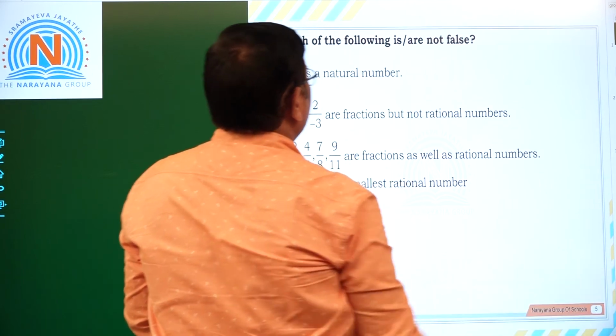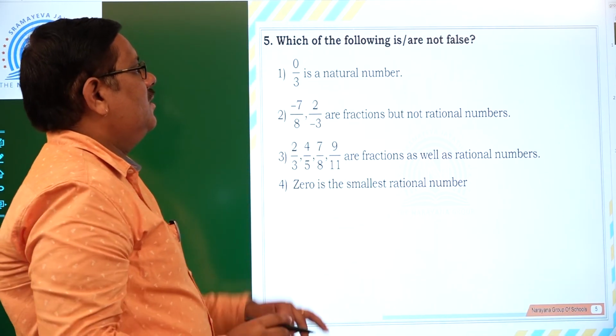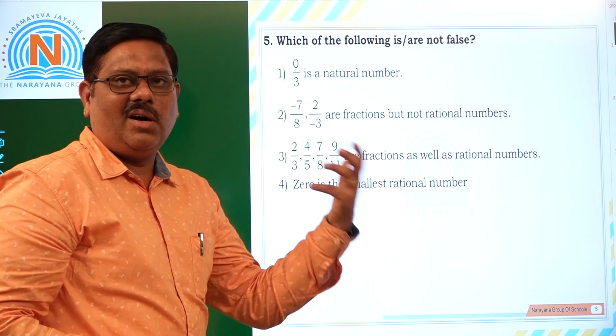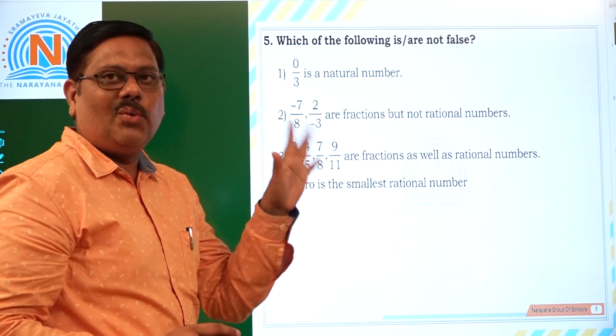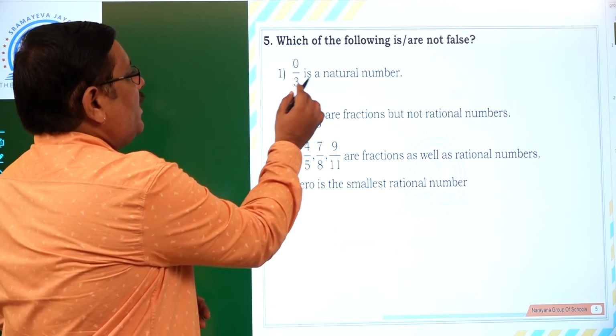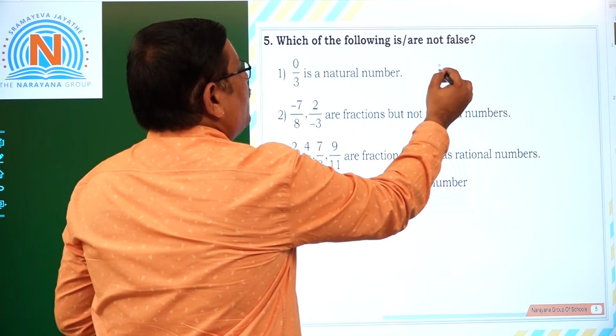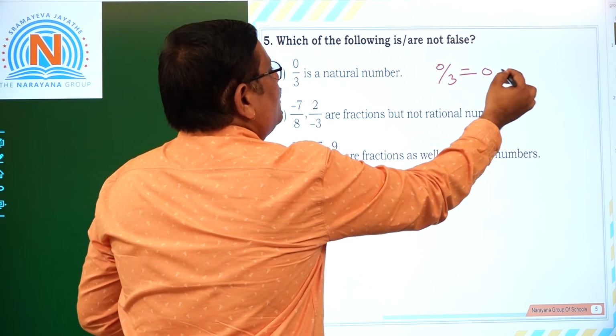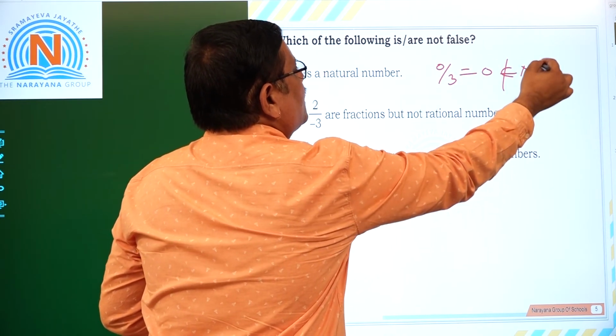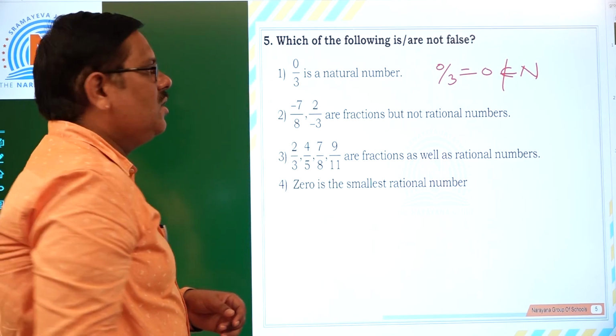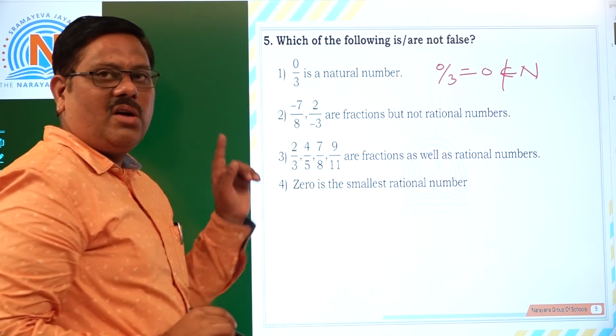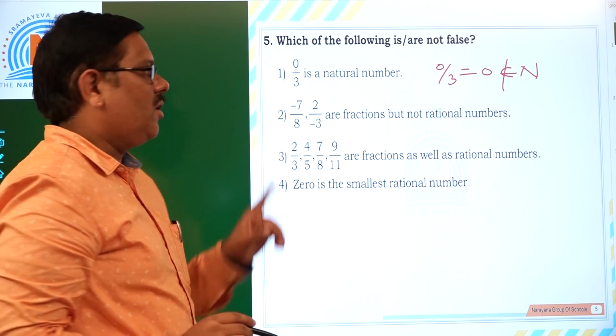Now let us see the next question. Which of the following is not false? Means which of the following are true? Otherwise, 0 by 3 is a natural number. If you take 0 by 3, 0 upon 3 is 0. 0 is not a natural number. It doesn't belong to the set of natural numbers. So the first option is a false statement. This is a false statement, not true.